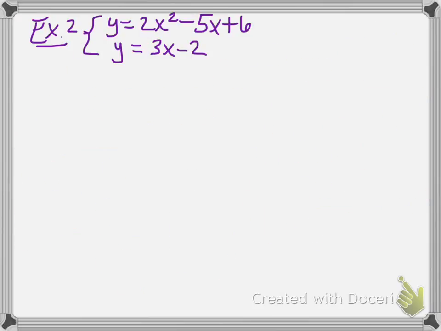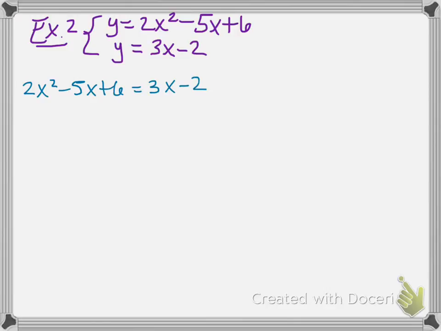So for example 2, these are the 2 problems. Are we ready? Example 2, these are the 2 problems. Are they already in y equals form? Yes. So what can I do with them already? Substitute. Substitute by setting them equal to each other. So I have 2x squared minus 5x plus 6 equals 3x minus 2.